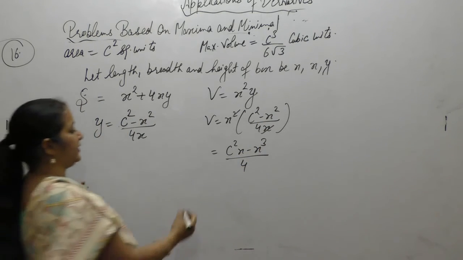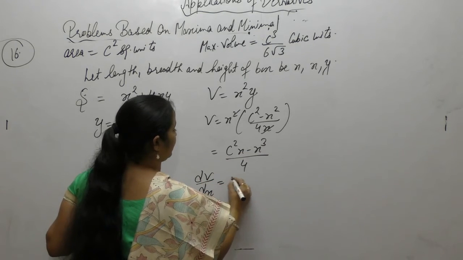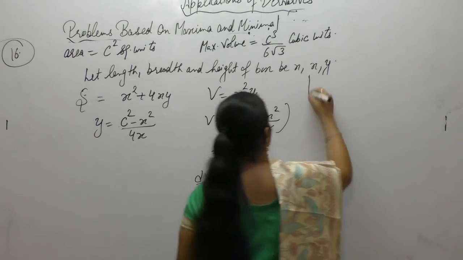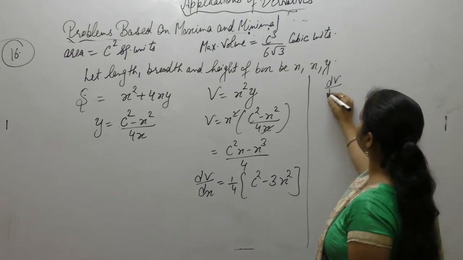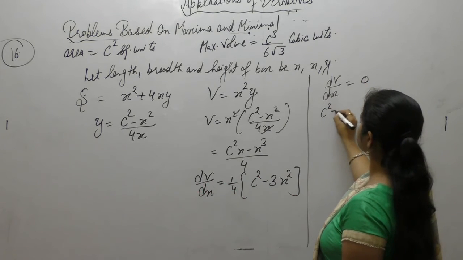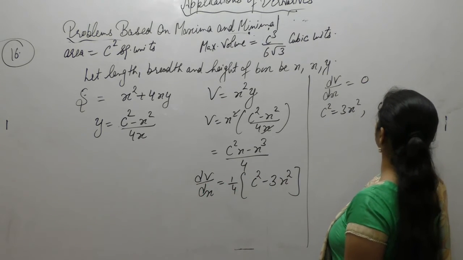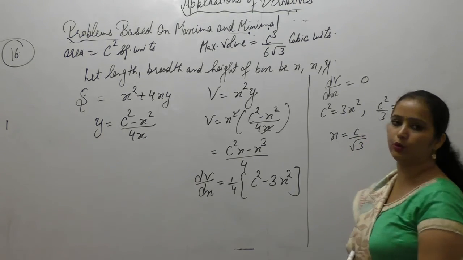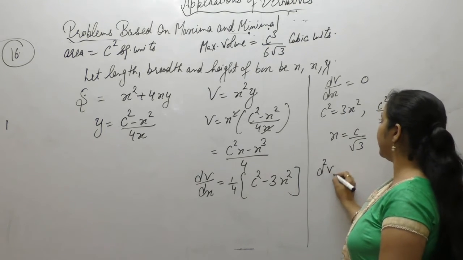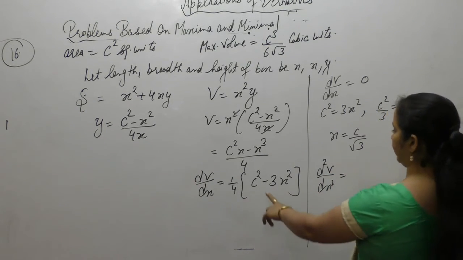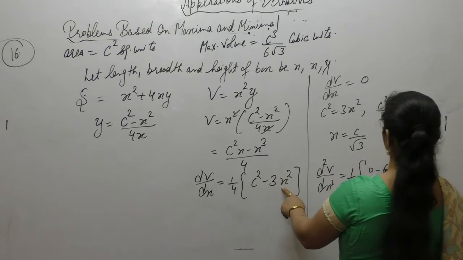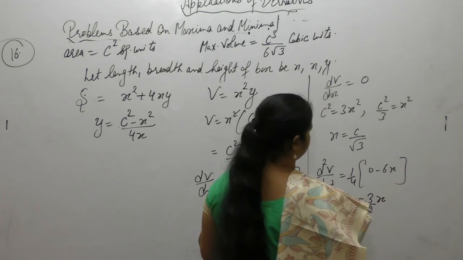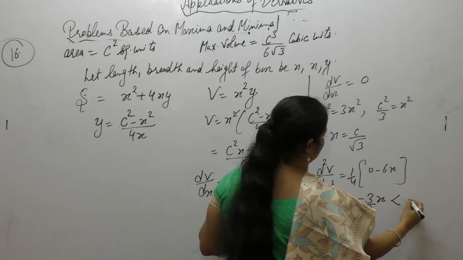Now differentiate it with respect to x. 1 upon 4 is constant, derivative of x is 1, x cube is 3x square. Now in the next step, put the first derivative equal to 0. So c square is equal to 3x square. So we get x as c upon root 3. Now find the second order derivative. Derivative of c square is 0. 3 into 2, 6x. Minus 3 by 2x. That is less than 0 when x is positive.